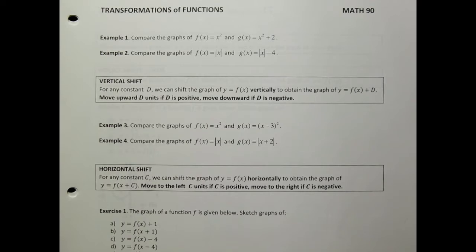Now, really the goal with transformations is to realize that if we understand a certain group of very simple functions, we can use those simple functions to understand all sorts of other more complicated situations that are related to those simple functions. So let's get started with example 1.